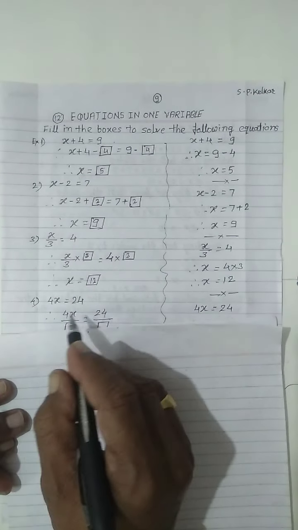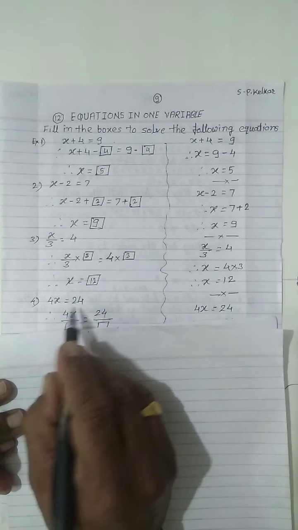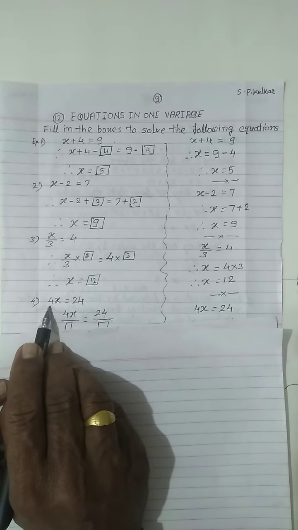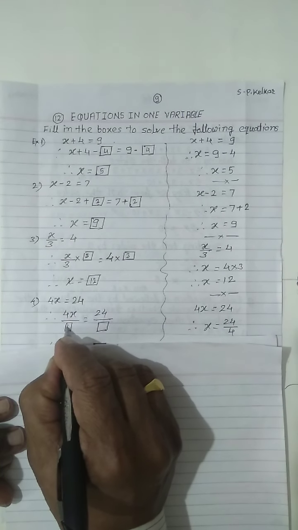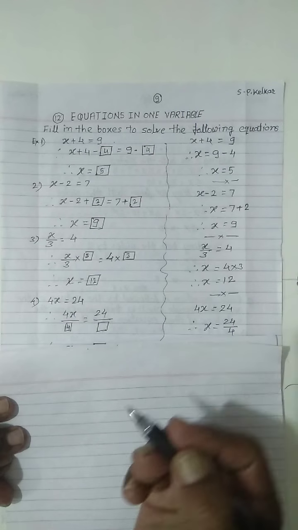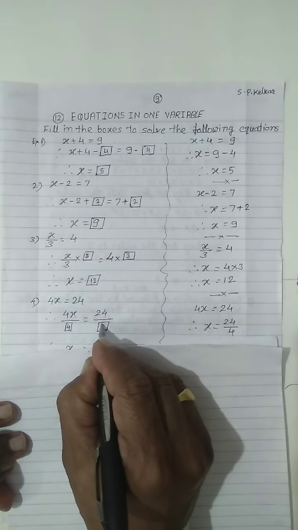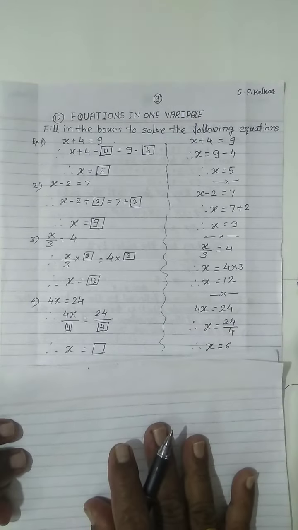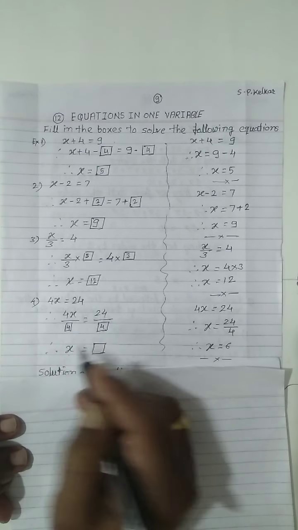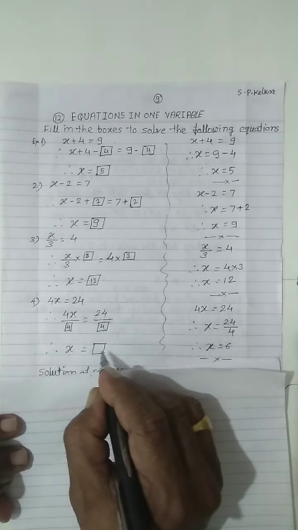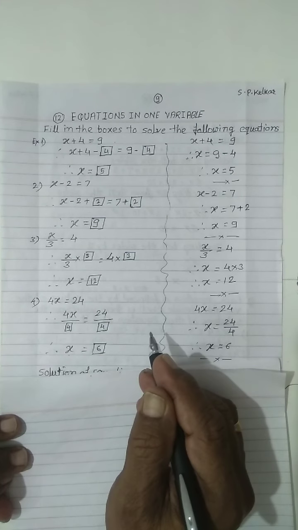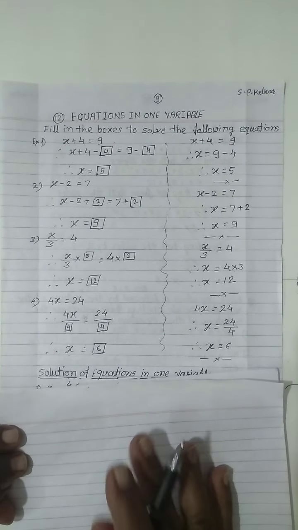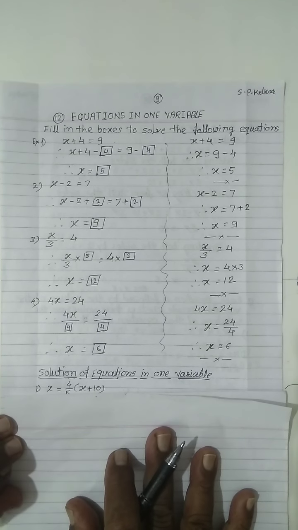Then we see the fourth example, 4x equal to 24. We want to cancel this 4, so we divide this term by 4. Then see, we write down here 4 divided by 4. Then we divide the right side by the same number. Divide 24 also by 4. Then this 4 cancels, we get here x. 24 divided by 4, we get here 6. In this way we solve the equation.